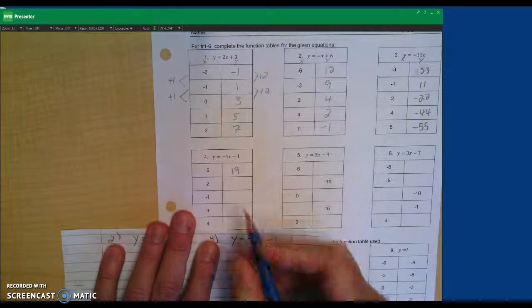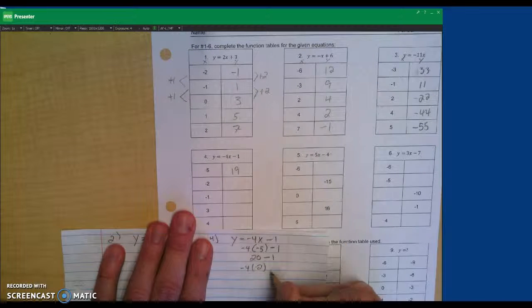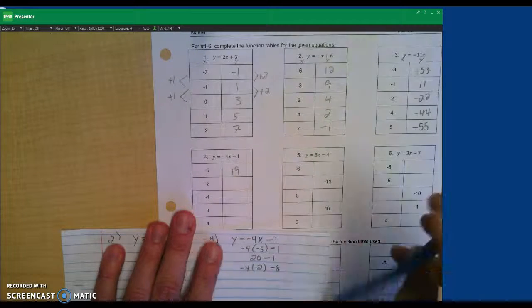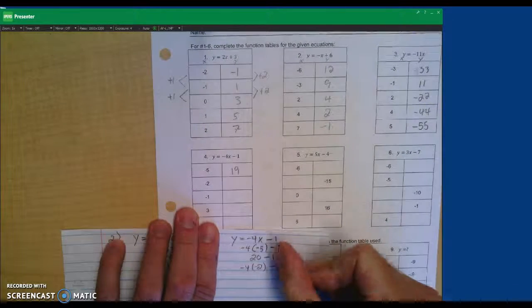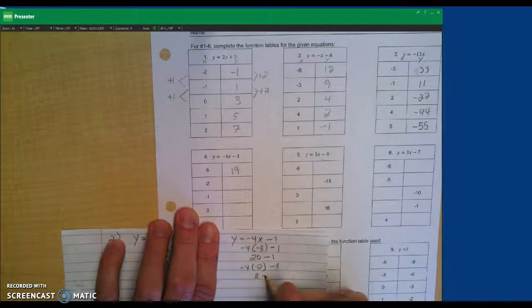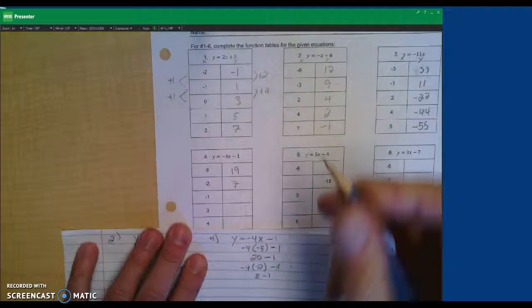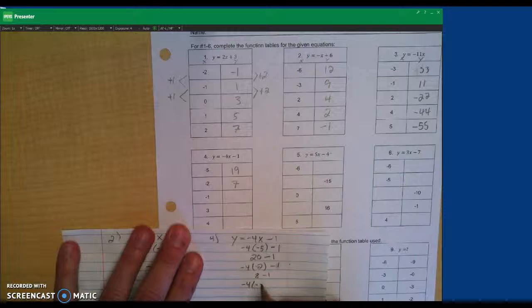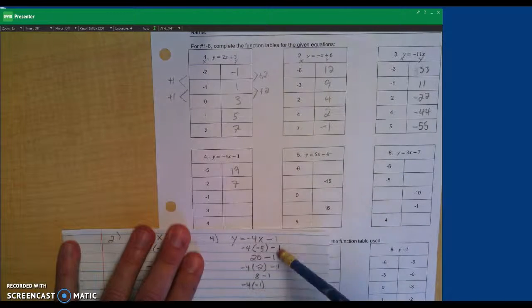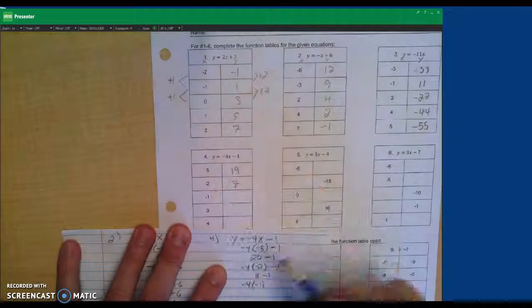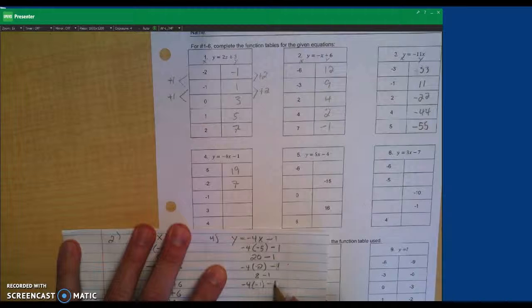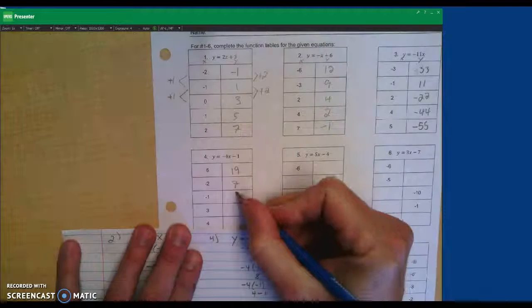Negative 4 times the next value, negative 2, minus 1. I'm jumping ahead here. That's 8 minus 1 is 7. Do the next. Negative 4 times negative 1, and then minus 1 more. Got it. Negative 4 times negative 1 is positive 4 minus 1 is 3.